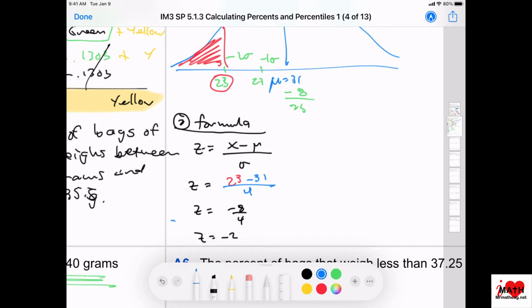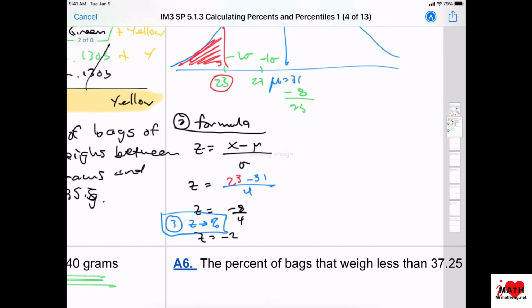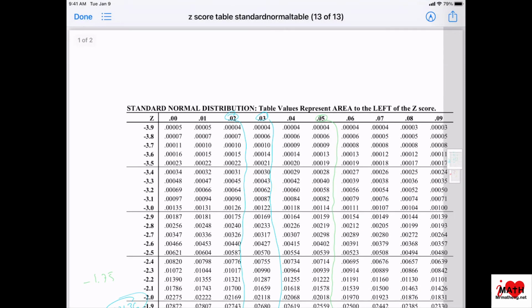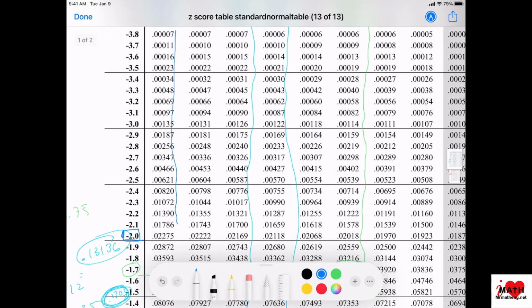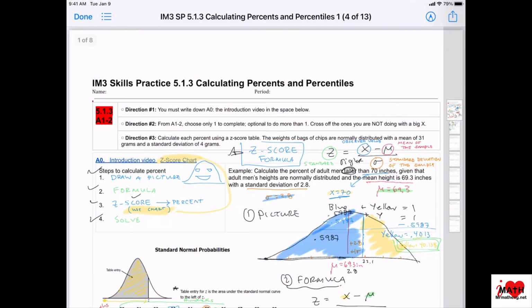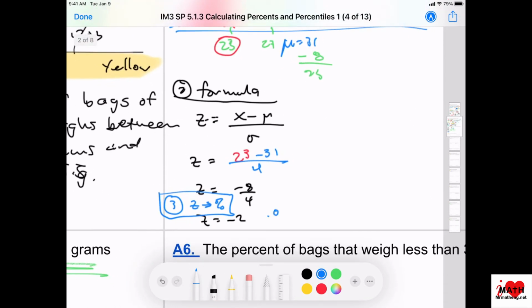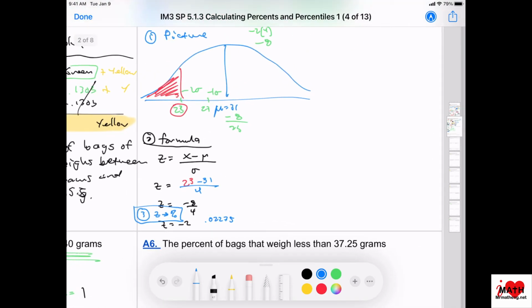Okay, so this is now our third step, where we're going to change the z-score to a percent. From here, I'm going to use our chart. All right, negative 2 is here, and 0 is right there, so 0.02275. That's actually our answer. Okay, that represents our red area.